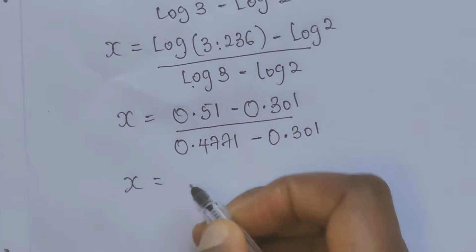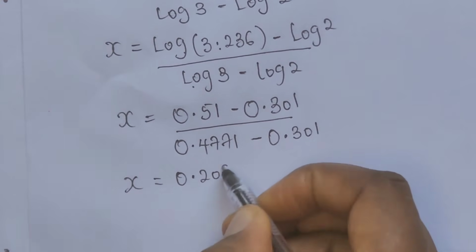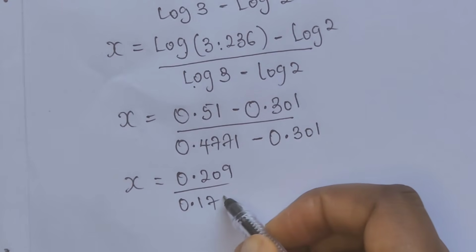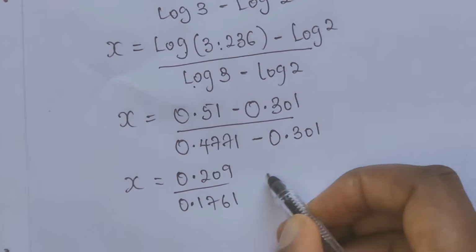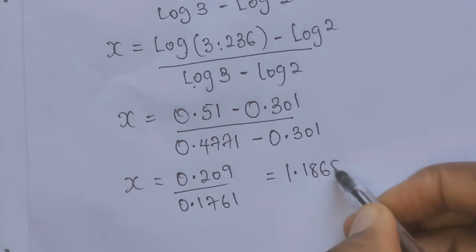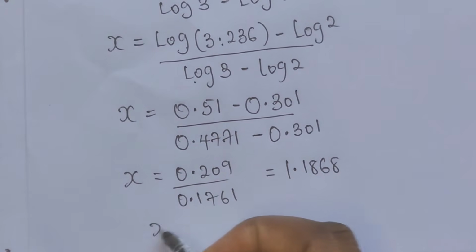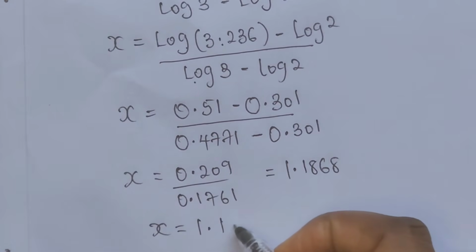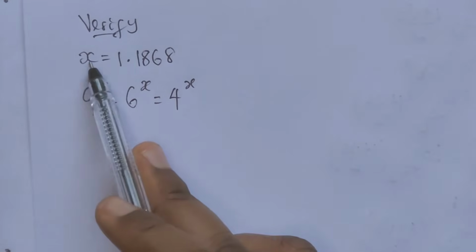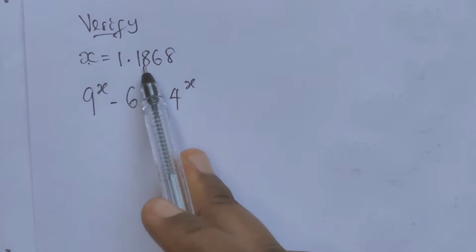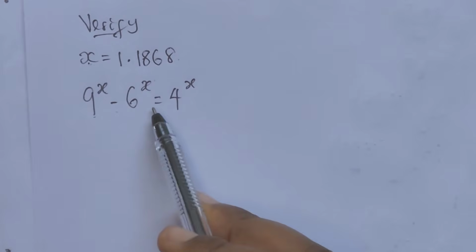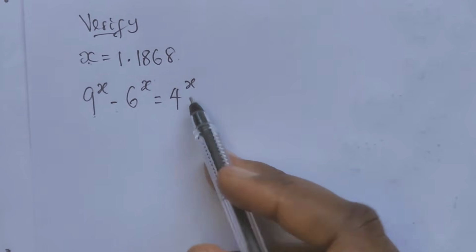So our x is equal to 0.209 all over 0.1761, which is equal to 1.1868. So our x is equal to 1.1868. So let's verify. We got x as 1.1868, and the question is 9 to the power of x minus 6 to the power of x equal to 4 to the power of x.